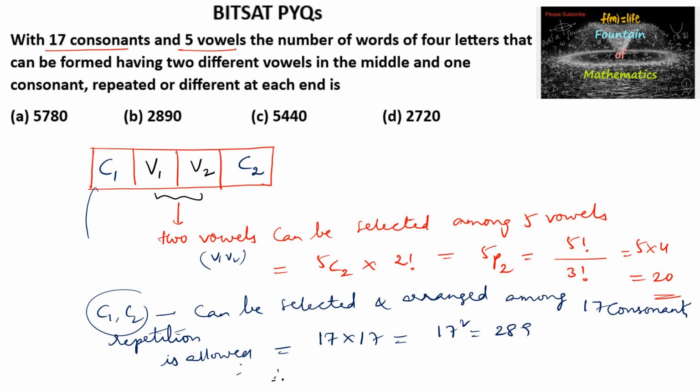Therefore the required number of words is equal to 289 into 20, which is equal to 5780. So we can go with option A. 5780 words can be framed.